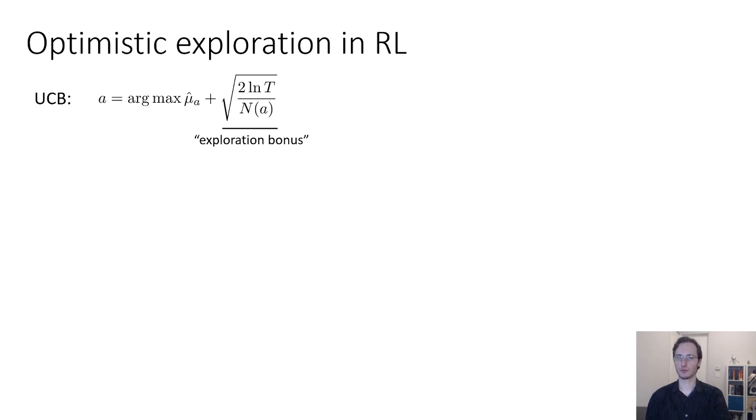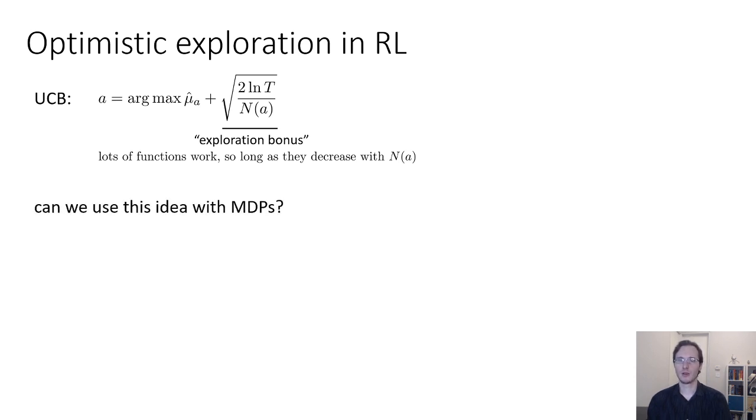And the intuition in reinforcement learning is that we're going to construct an exploration bonus that is not just for different actions, but actually also for different states. And the thing is, lots of different functions will work for this exploration bonus as long as they decrease with N(a). So don't worry too much about the fact that it's a square root or that it has a 2 times log t in the numerator. The important thing is that it's some quantity that decreases rapidly as N(a) increases. Okay, so can we use this idea with MDPs?